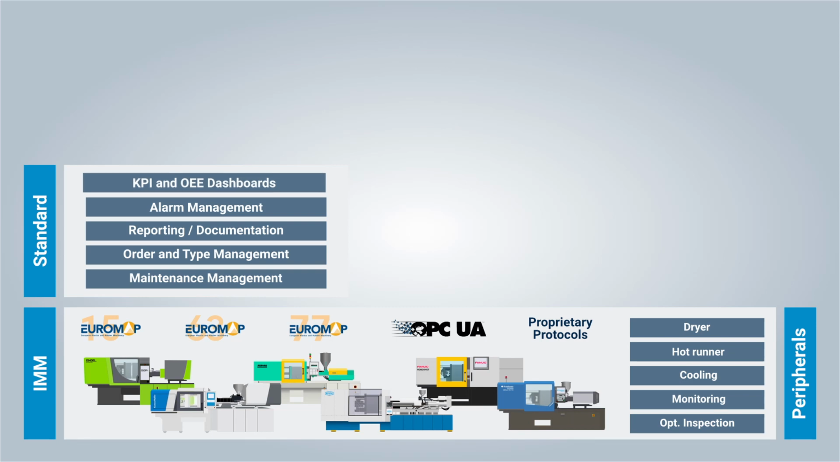As a representative of the PiSolution ecosystem, PiInject is based on a large range of functions. For the plastics industry, modules such as KPI and OEE visualizations, alarm management, reporting and batch documentation, order and type management, as well as maintenance management are central components of the software. This is supported by consistent and high-performance data logging and storage.